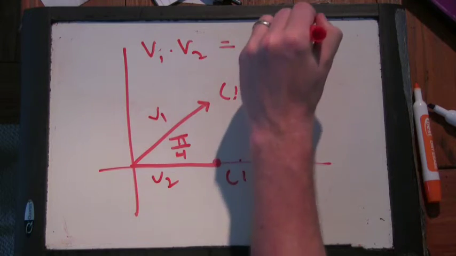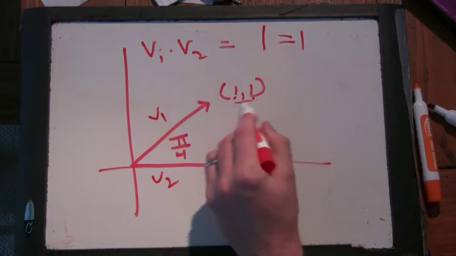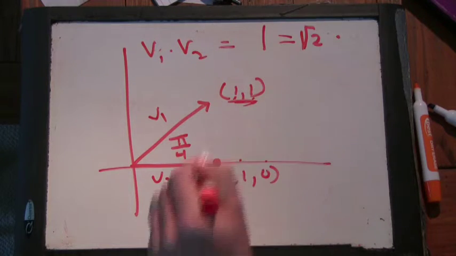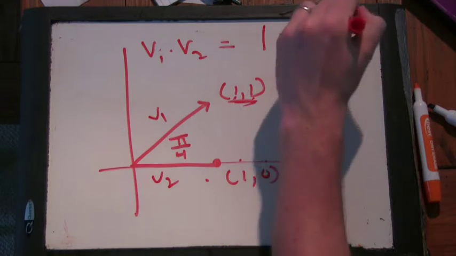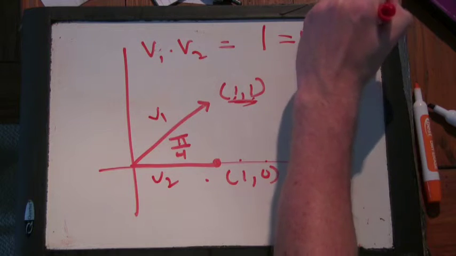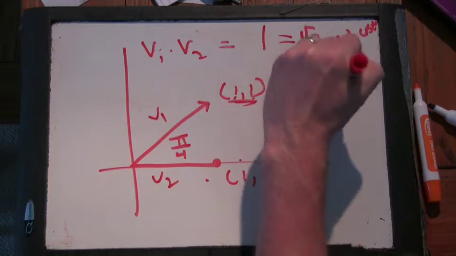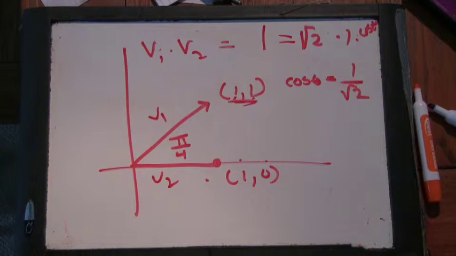This is also equal to the magnitude of V1. So how long is V1? Square root of 2. Square root of 2. The length of this? 1. Times cosine of the angle in between them. So that cosine theta is 1 over root 2. And what's cosine of pi over 4? That's root 2 over 2. Okay. Is that where we go? Yeah. Alright, cool.